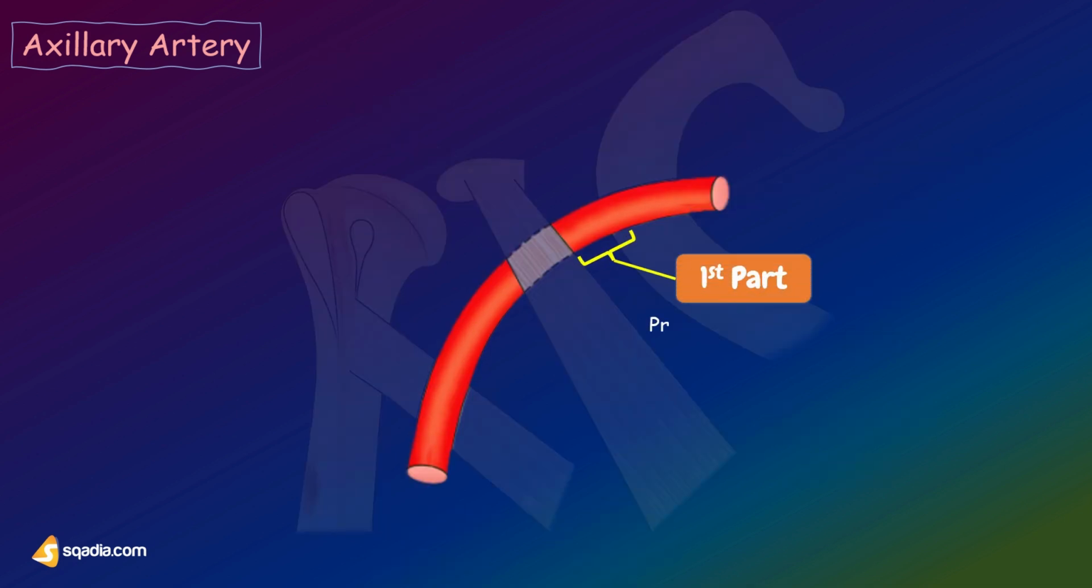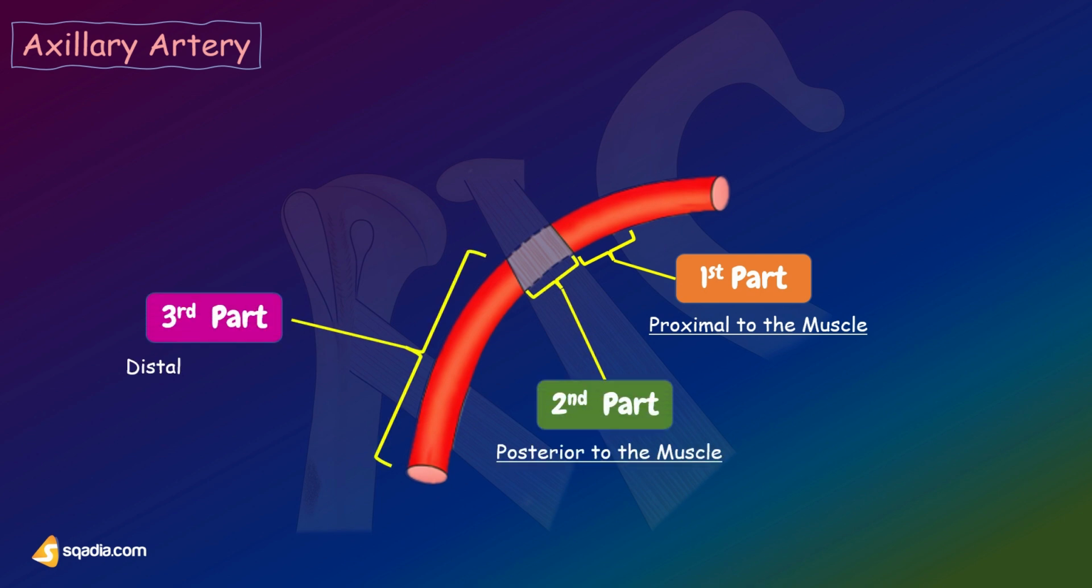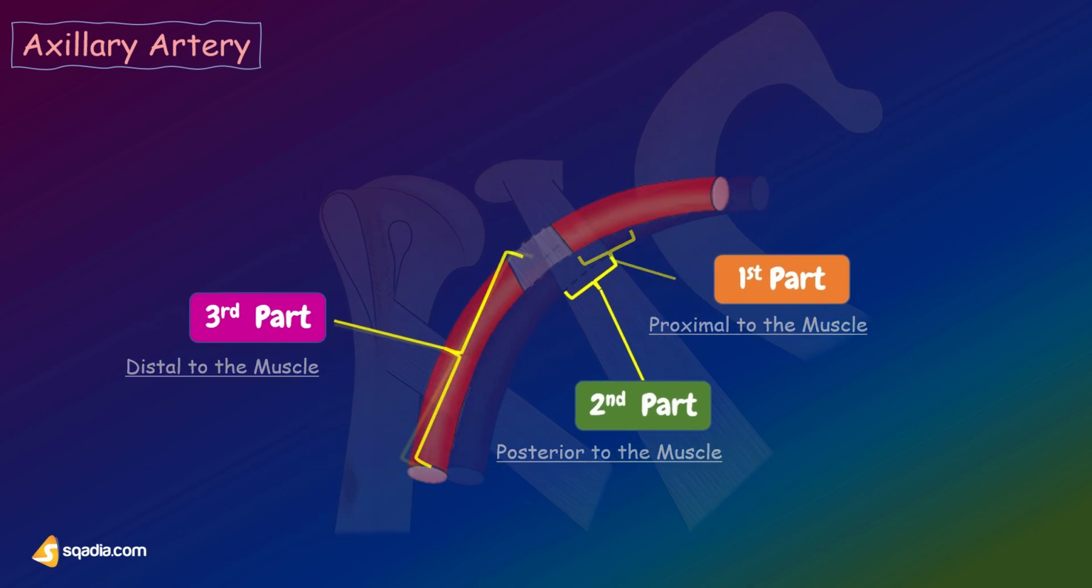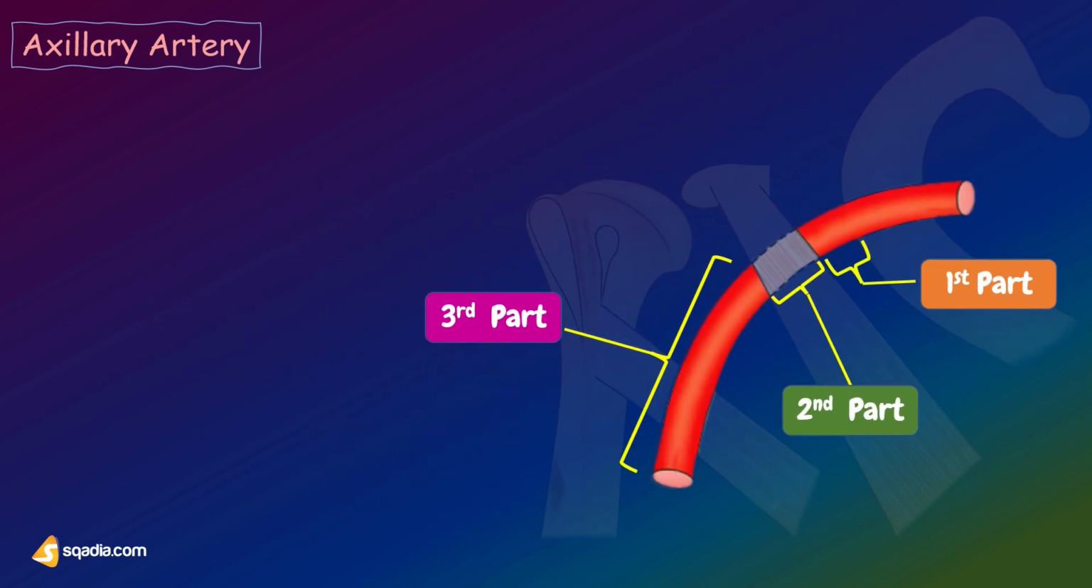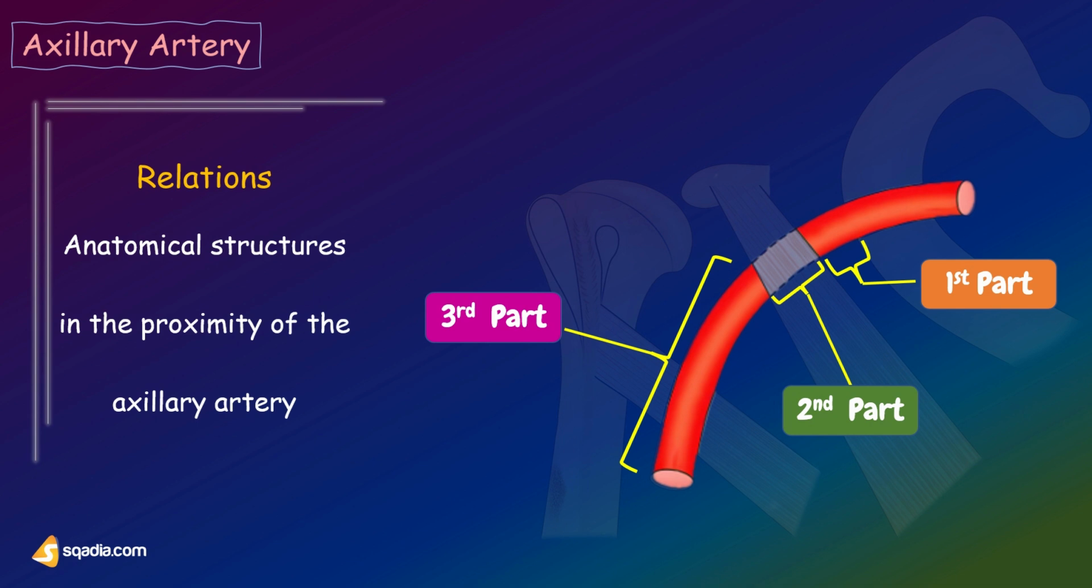First part, superior or proximal to the muscle. Second part, posterior and deep to the muscle. And third part, inferior or distal to the muscle. Since the artery is divided into parts, the relations of the artery change as it courses. By relation, we mean the other anatomical structures in the proximity of the axillary artery. It is essential to have knowledge about gross anatomy to better understand the body structure and function.